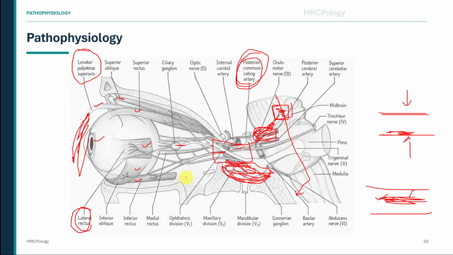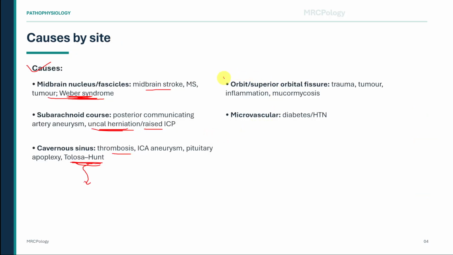Now the orbit and superior orbital fissure. Lesions here can affect the third nerve as it enters the orbit. Causes include trauma, tumor, inflammation, orbital apex disease, and invasive fungal infections such as mucormycosis. Mucormycosis is especially important in patients with diabetes, ketoacidosis, immunosuppression, or hematological malignancy. It may present with sinus disease, facial pain, black nasal eschar, ophthalmoplegia, visual loss, and systemic toxicity. This is a life-threatening emergency.